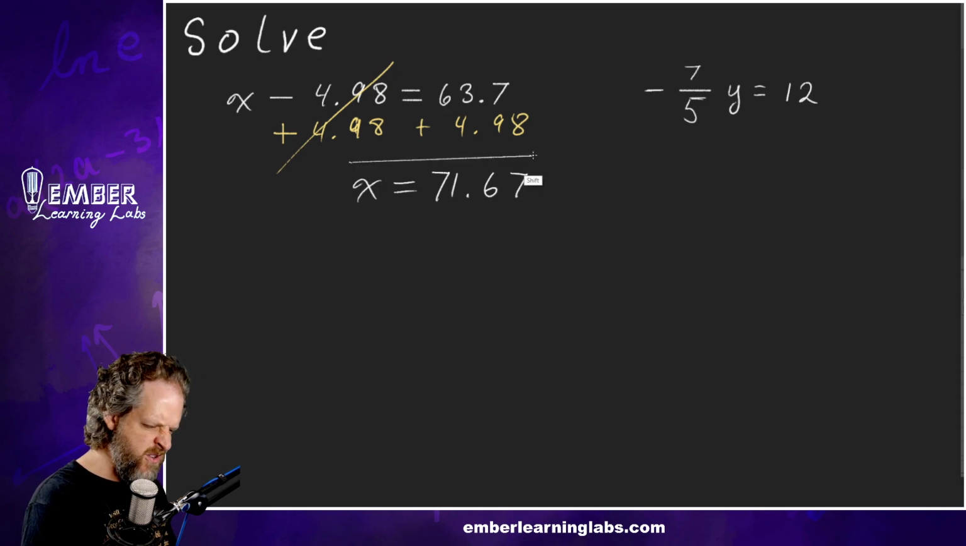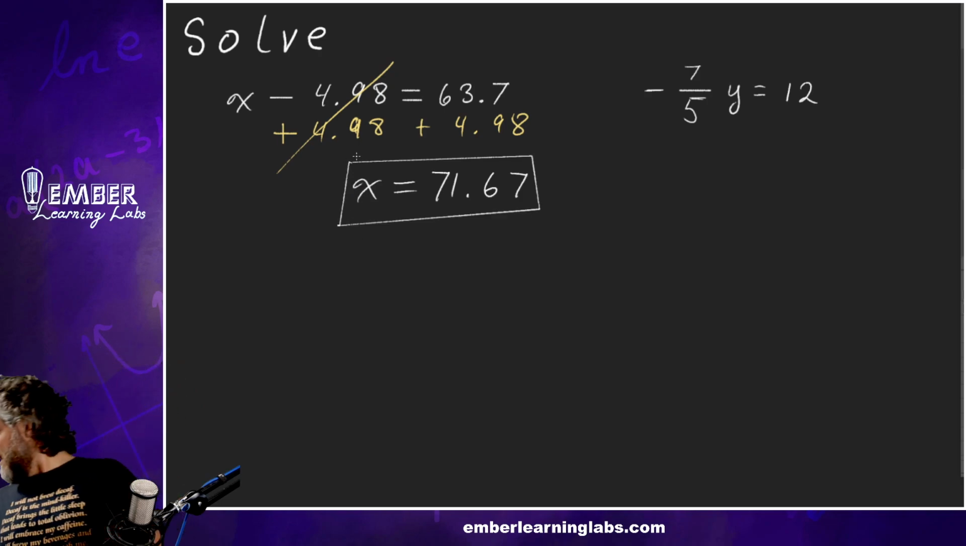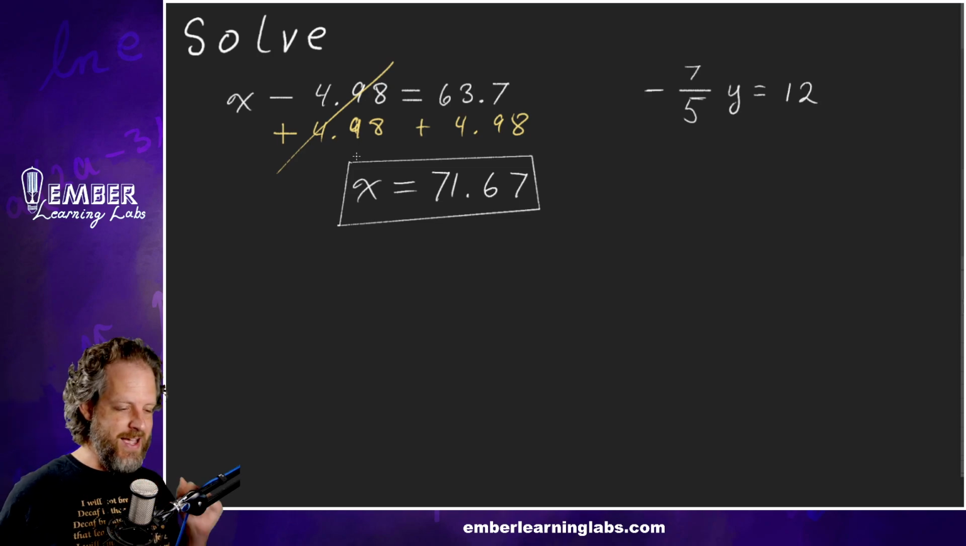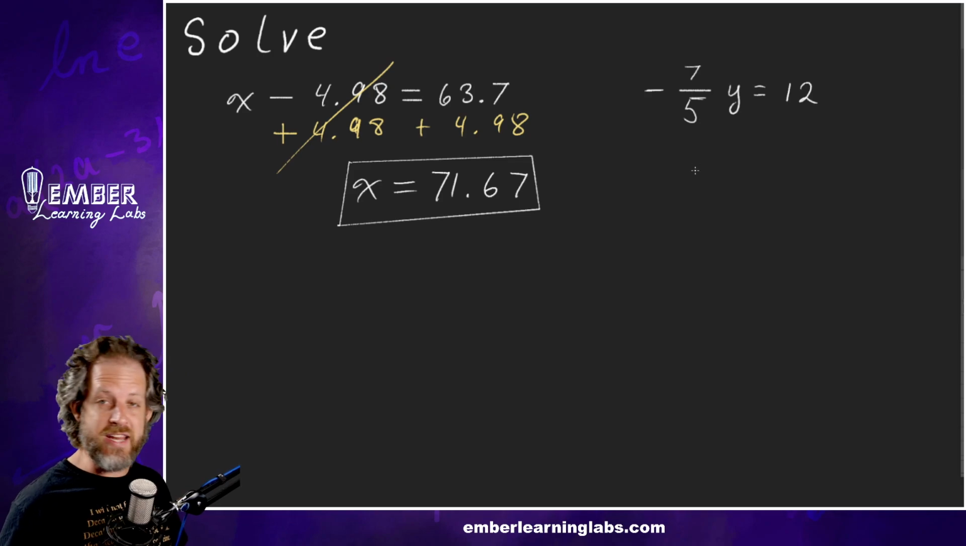We're going to either circle or box our answer, and we're going to call it done. My goodness. Had to sneeze. All right. Let's look at this other one-step equation.